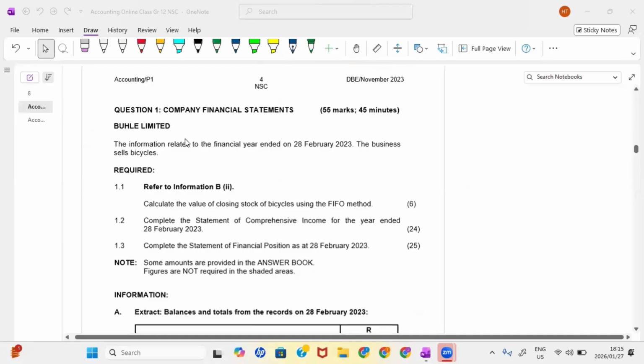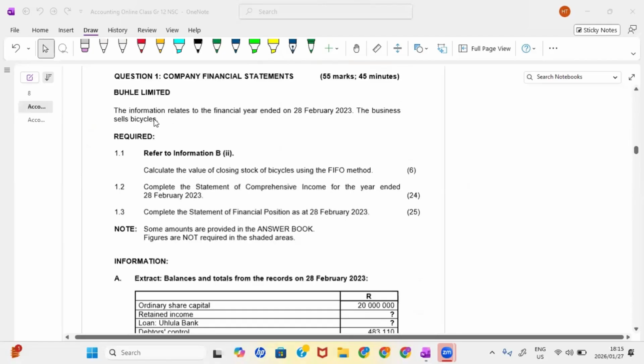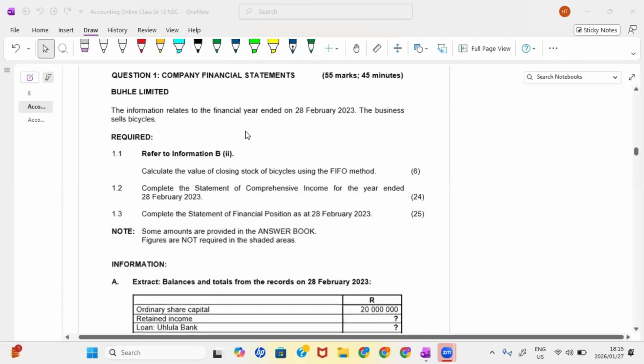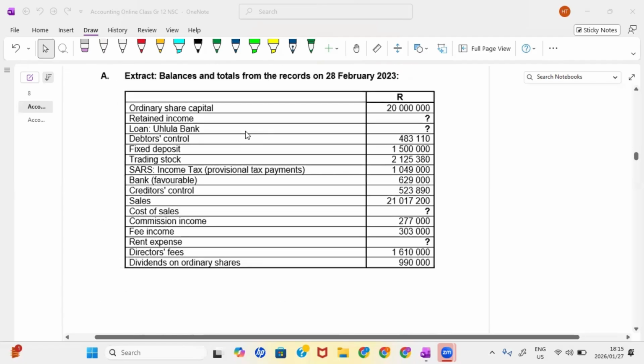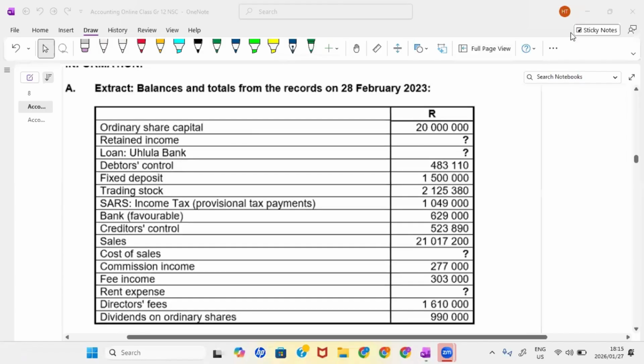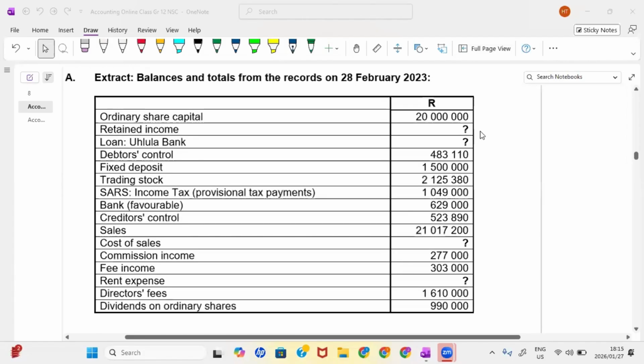We have Buhle Limited. The information relates to the financial year ended on 28 February 2023. The business sells bicycles. We are going to skip the required because we won't be answering it. Our focus is here now. We are going to be doing an exercise.